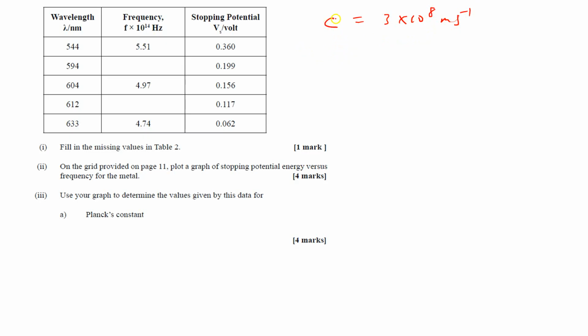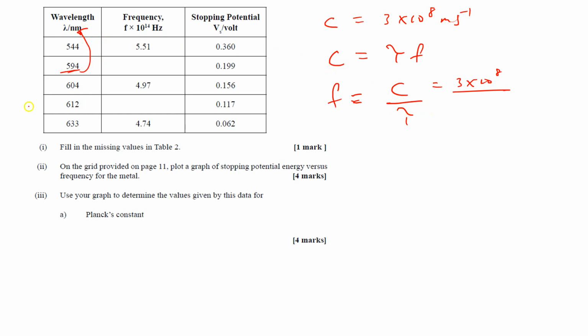And from there, there's an equation, because we're dealing with the speed of light and we're dealing with waves. This equation comes in handy: wavelength times frequency is equal to the speed of light. If I want to find the frequency now, all I need to do is transpose this equation to make frequency the subject. Frequency is the speed of light, 3 times 10 to the 8, divided by the wavelength. In this case, the wavelength here is 594, but not just 594, 594 nanometers.